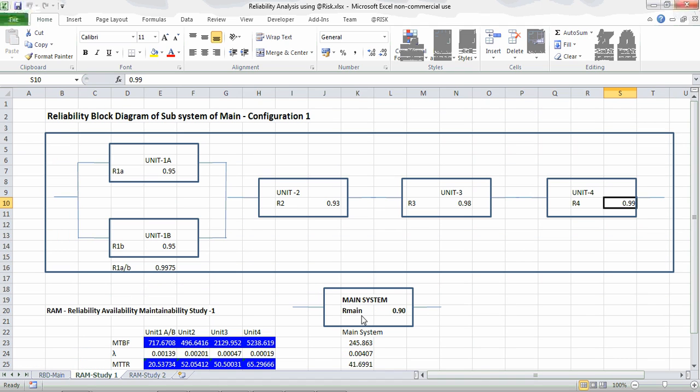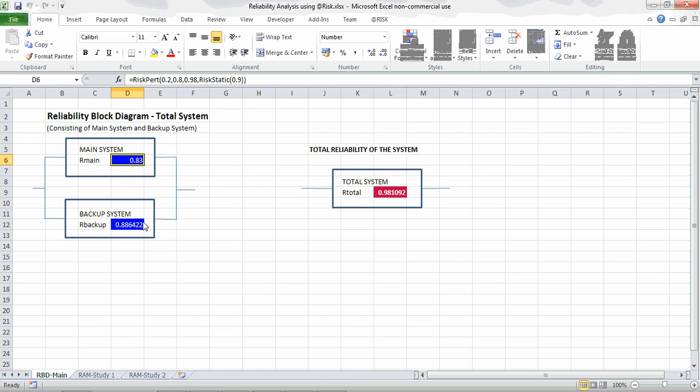So the main system reliability works out around 0.9 using this formula. We just multiply all the reliabilities in series and get this value because they are in series. So we get the reliability of the parallel system here and multiply with the reliability of unit 2, unit 3 and unit 4 and get the main reliability as 0.9. This value can be taken here and used to calculate for the total system.